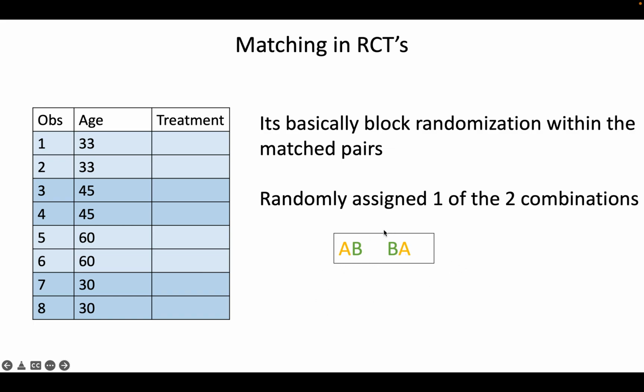It gets more complicated when there's 4, but yeah, there's basically 2, and we randomly assign each pair AB or BA. Within each pair, someone who's 33 gets sent to treatment A, and someone who's 33 gets sent to treatment B, and so on, and that way the age distribution ends up the same in the 2 treatments.